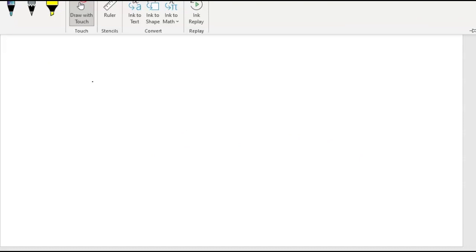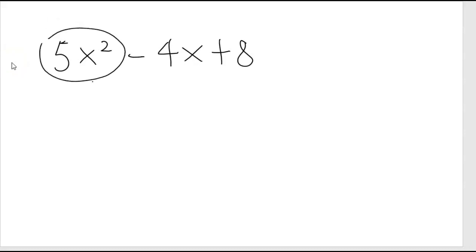Okay, so let's look at another example. Here we have 5x squared minus 4x plus 8. Okay, so we first tackle this part of the sum. Looking at the power of x is 2. You multiply it by what? Again, the coefficient of x, which is 5.